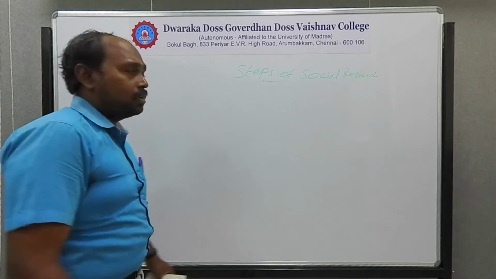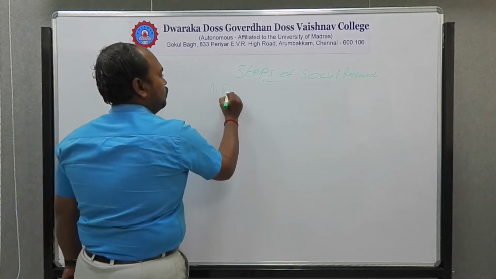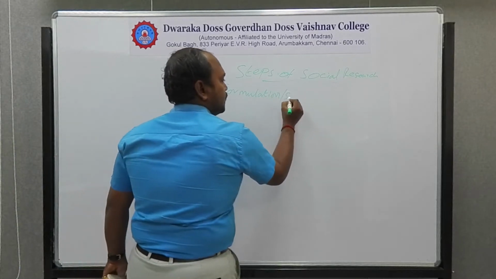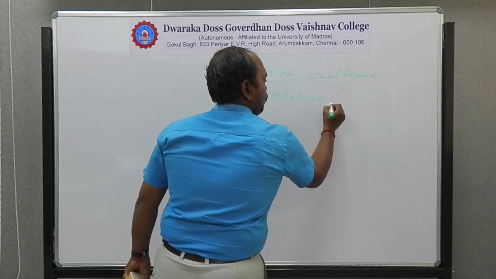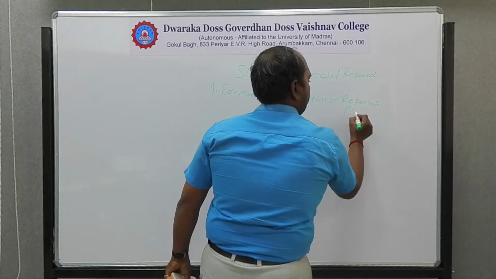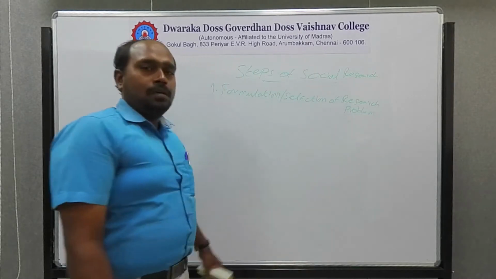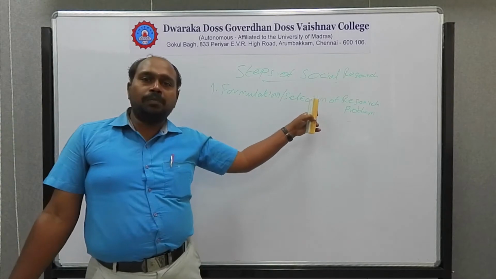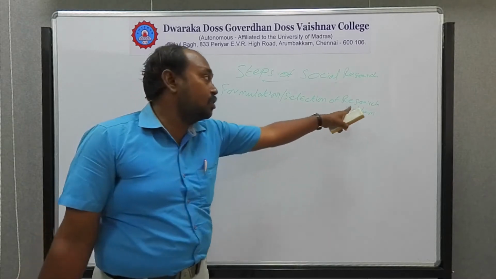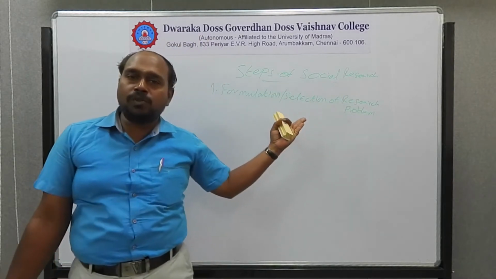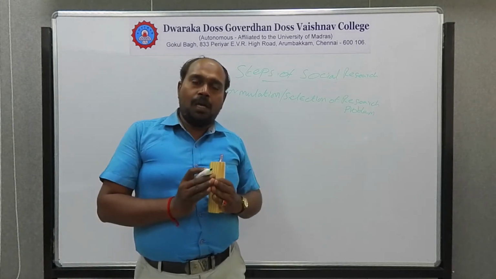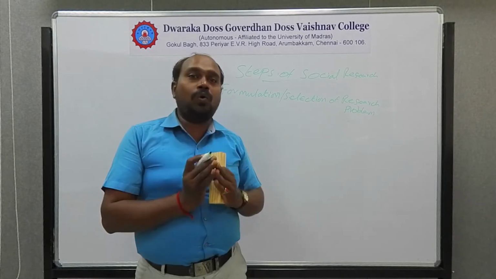Steps of social research. Number 1, formulation or selection of research problem. The first point is selection of research problem. To identify a research, the researcher has to find out the research problem. There are many problems in our society. The researcher has to identify what he is going to study and in which area he is going to study.